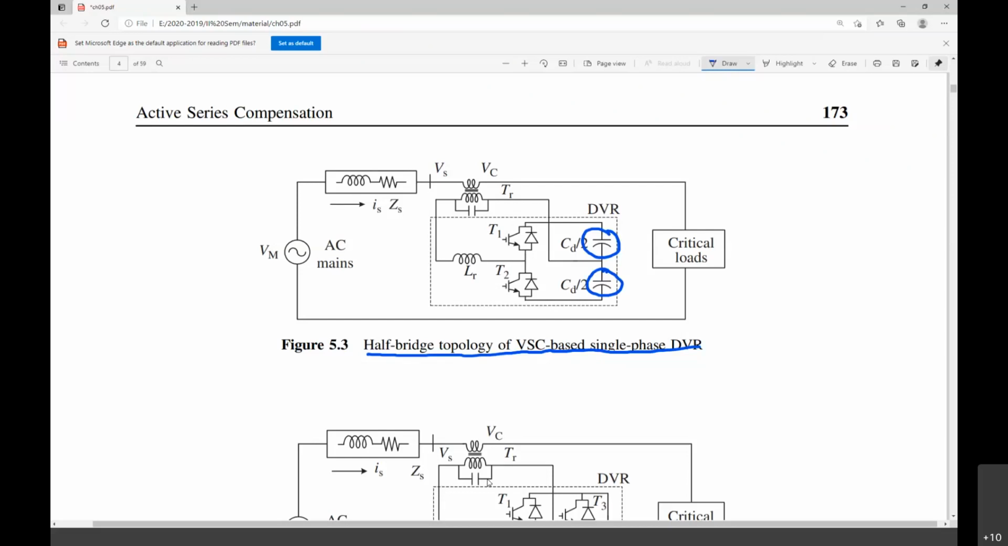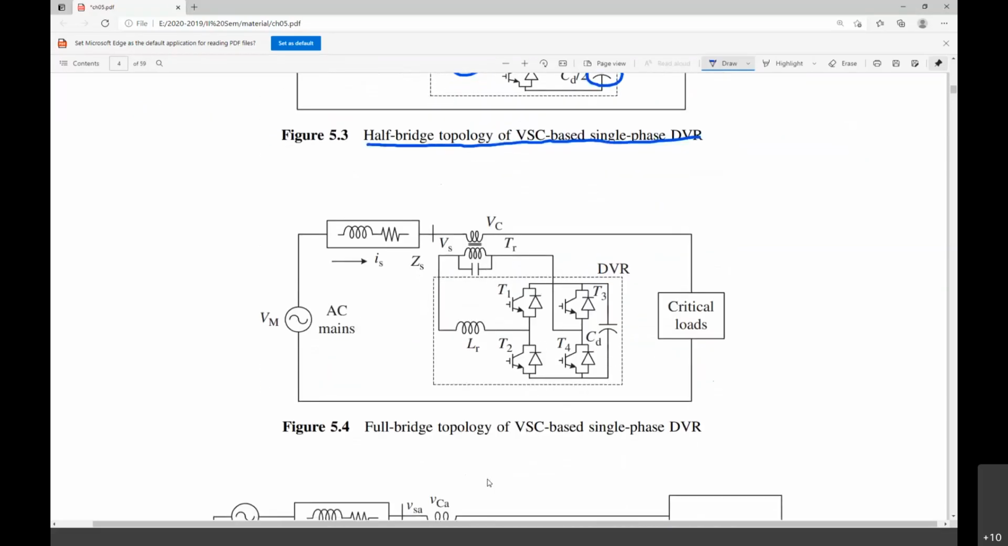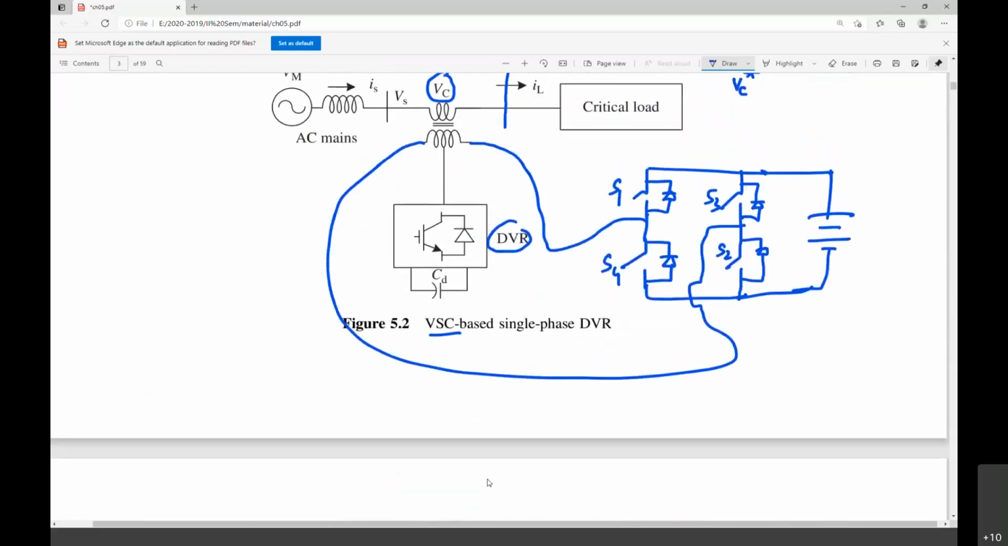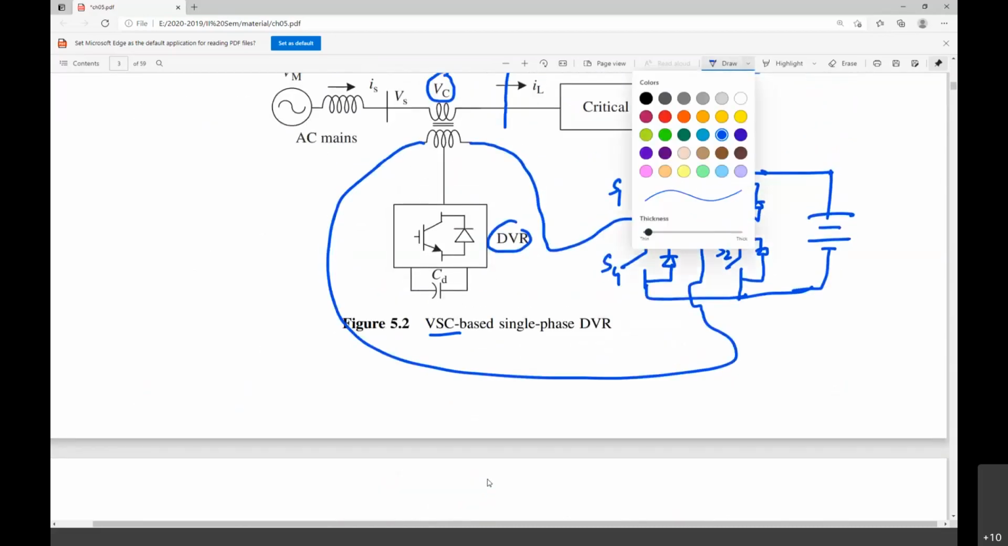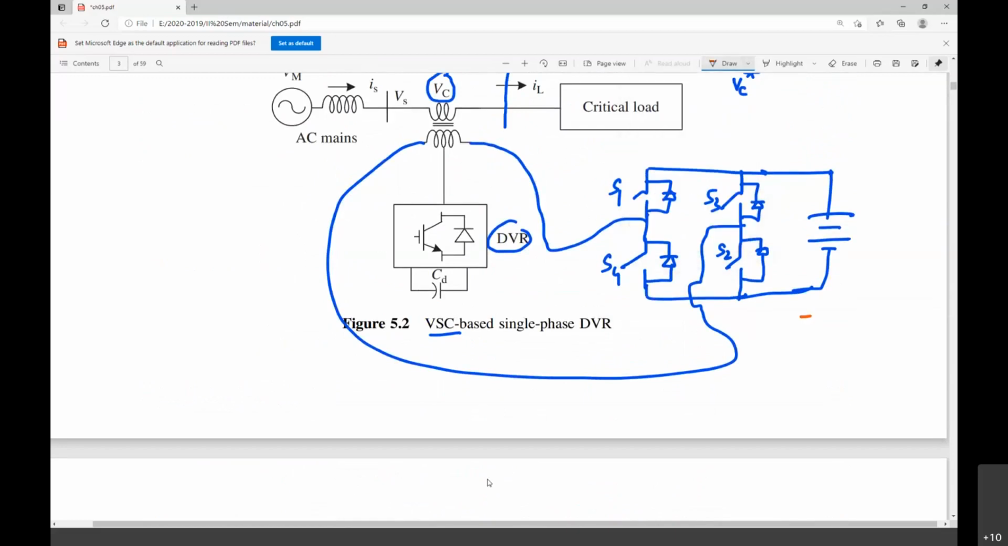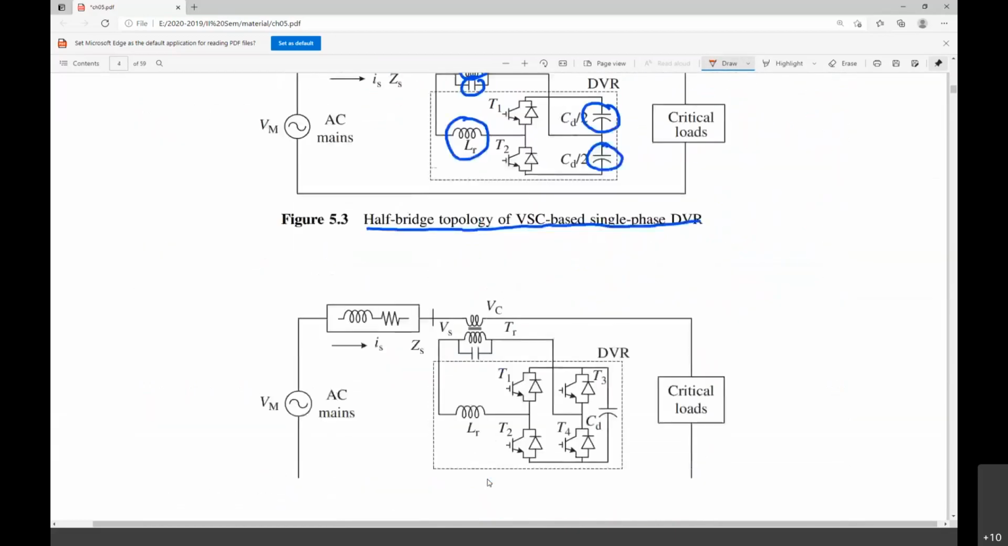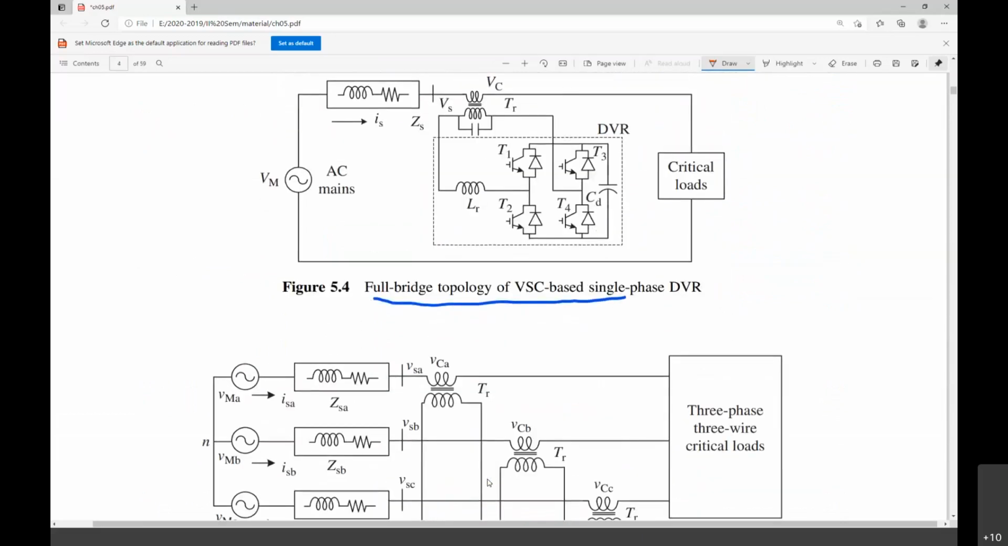This is about an isolation transformer, having a capacitor over here, and we have an ELR also. This is about the filter components over here. And then this is about the full bridge topology, which I just now gave over here. This is the full bridge topology of a VSC based single phase DVR. How does it look like?